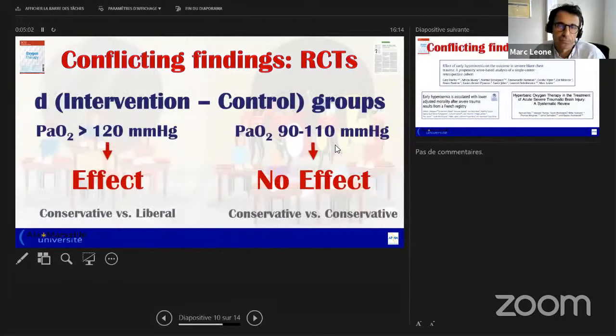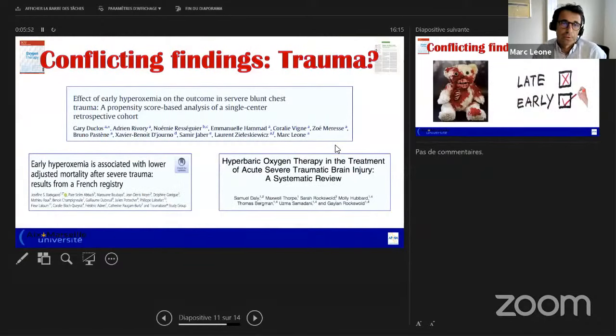And in fact, when you look at these studies, what is important is the difference between the intervention group and the control group. If you have a liberal group, a control group which is really liberal, like in the Girardis study with high PaO2, there is an effect. But if your control group has a very limited amount of oxygen with a PaO2 between 90 and 110, like in the ICU-ROX or in the French study, probably there is no effect because you compare a conservative strategy and an ultra-conservative strategy somewhere. And this is not the goal.